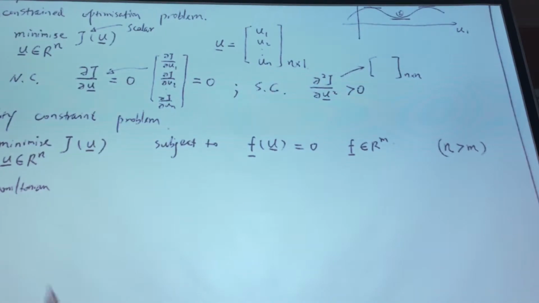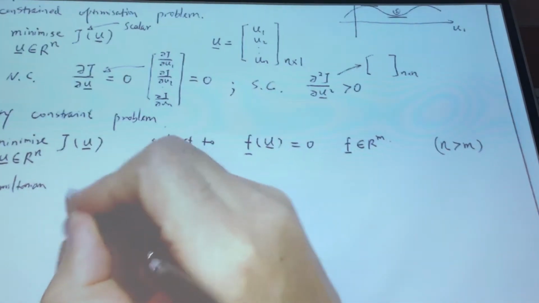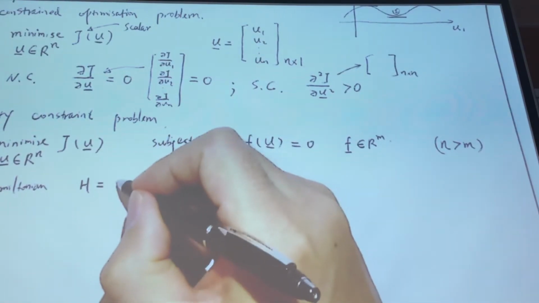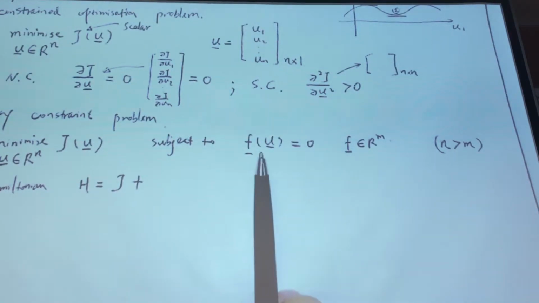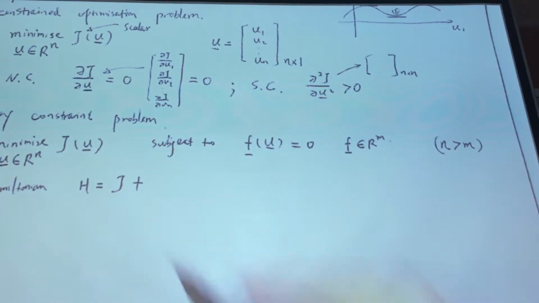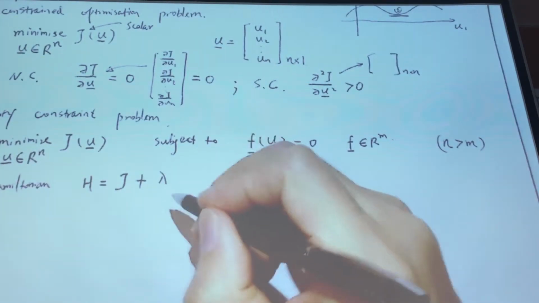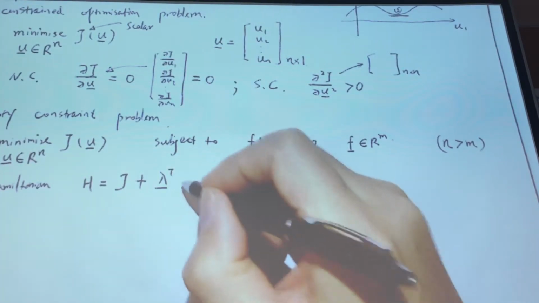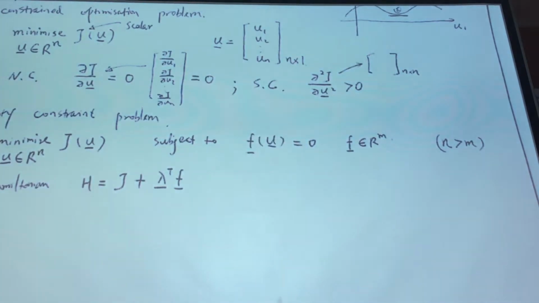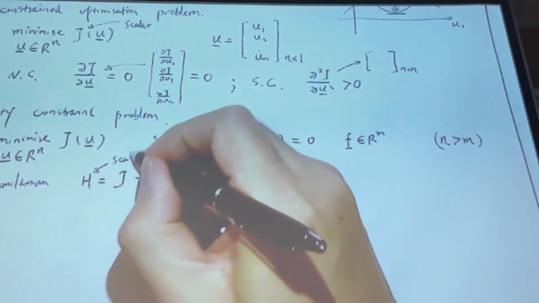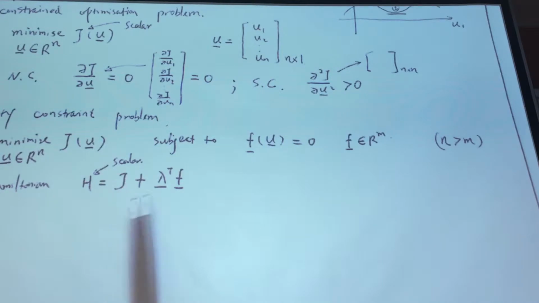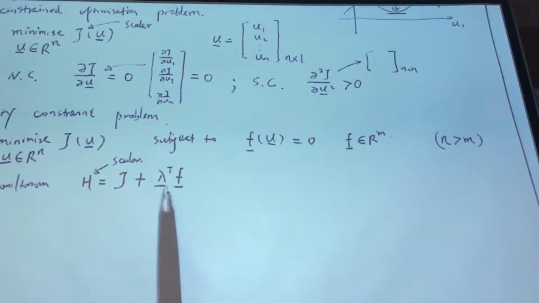Construct the Hamiltonian with the Lagrange multiplier. The Hamiltonian is defined by the original scalar function plus a linear combination of the constraints. The linear combination is given by the Lagrange multiplier multiplied by the equality constraints. By this definition, the Hamiltonian is also a scalar, because J is a scalar and this product is a scalar.